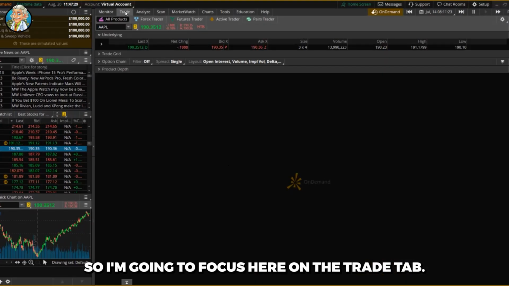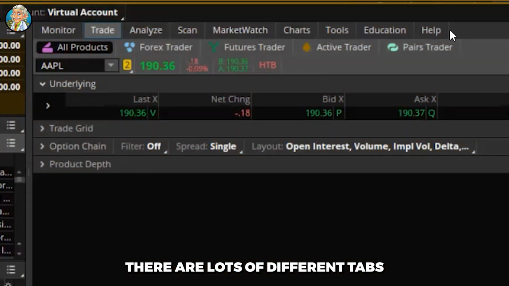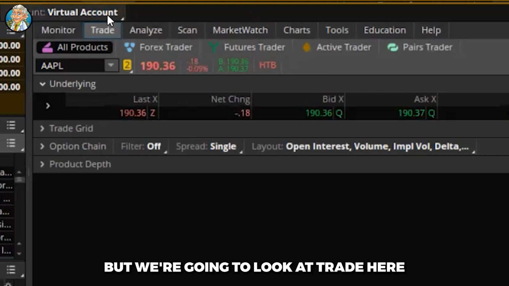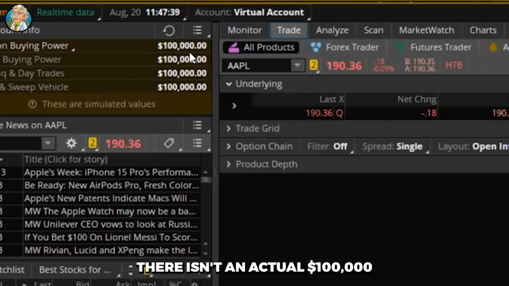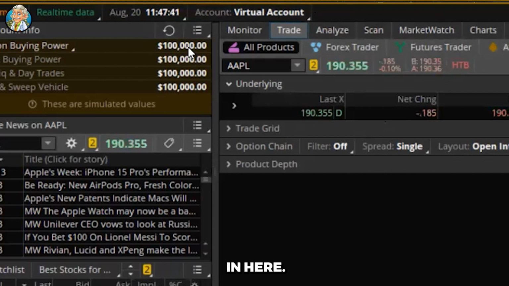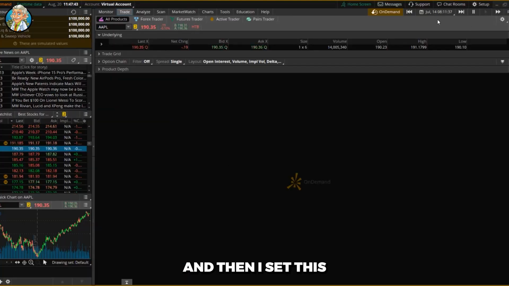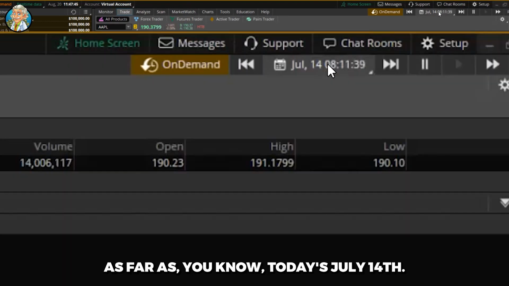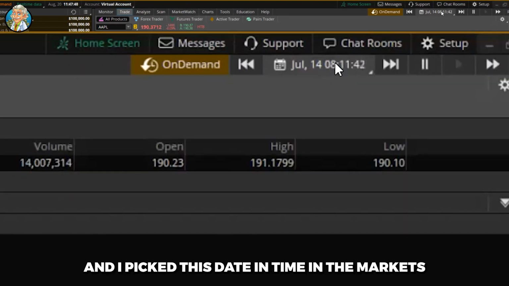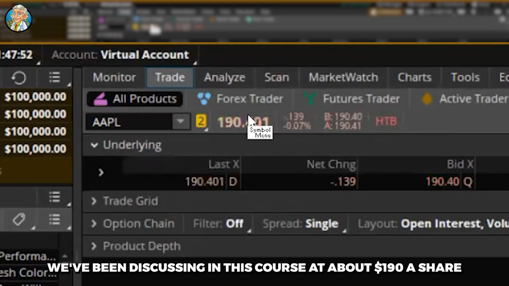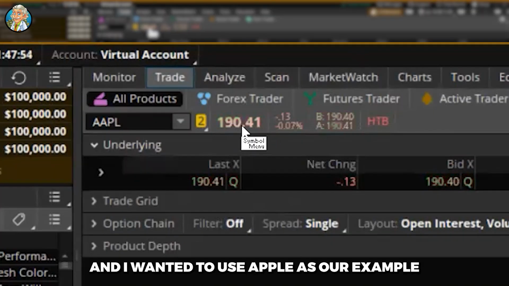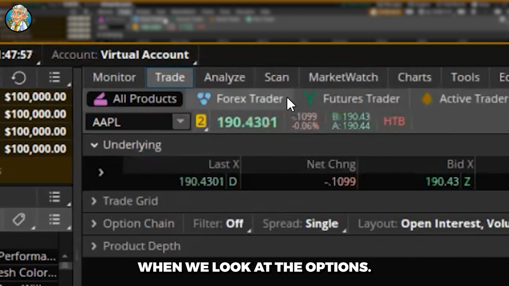All right, so I'm going to focus here on the trade tab. There are lots of different tabs I could go to, but we're going to look at trade here. And then we're seeing, let's see, this is a virtual account. There isn't an actual $100,000 in here. That's a virtual $100,000. And I set this, as far as you know, today is July 14th. And I picked this date in time in the markets because Apple was trading pretty close to what we've been discussing in this course, at about 190 a share. And I wanted to use Apple as our example when we look at the options.